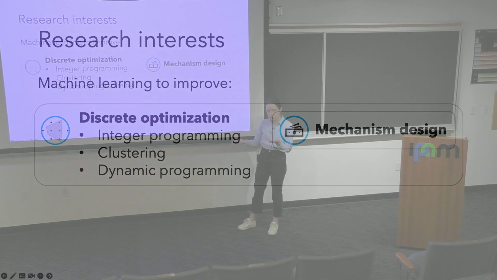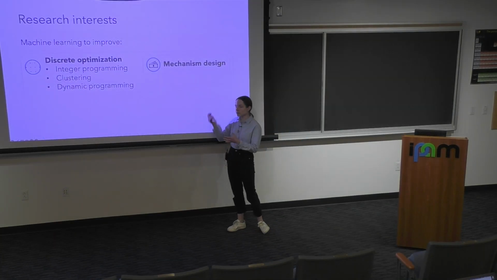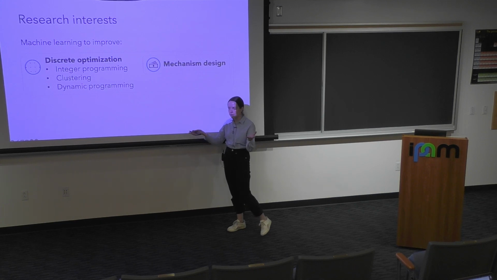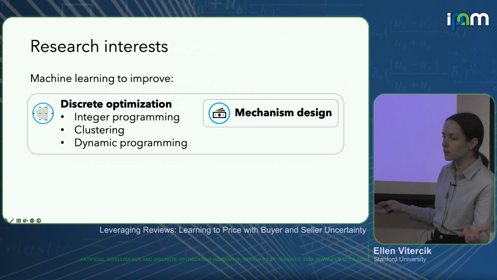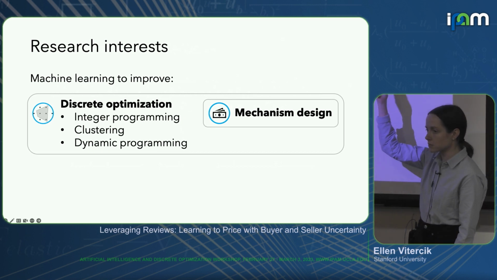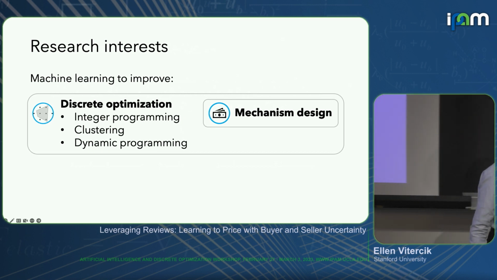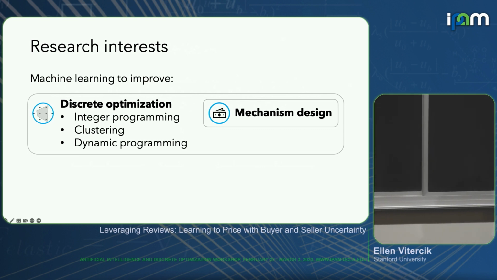And why is this a discrete optimization problem? Well, in mechanism design, you have a bunch of agents who are all interested in some set of items that you're selling, and you want to find a way to allocate those items among the agents in such a way to maximize revenue. In the end, this ends up just being a discrete optimization problem.